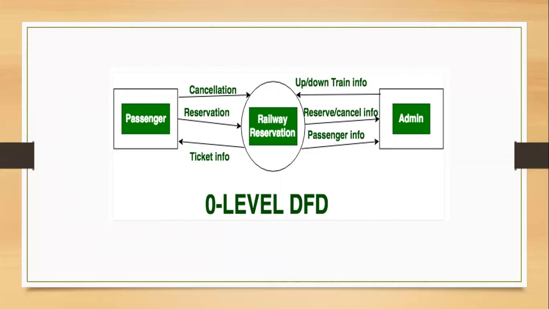So the arrow shows the information flow. Once the passenger wants to reserve, he will communicate with the help of the reservation arrow.